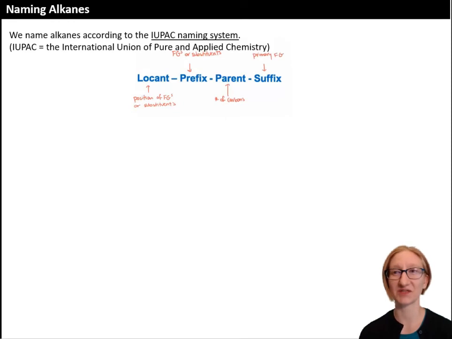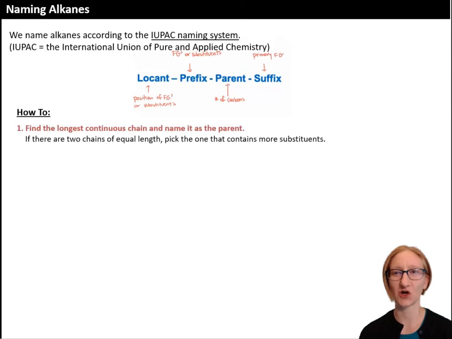The rest of this slide is basically a how-to, or a step-by-step naming guide. We'll start by finding the longest continuous chain, and we'll name it as the parent. If there are 2 chains of equal length, we choose the one that contains more substituents, more functional groups. In this example, our parent chain is indicated in yellow and contains 7 carbons. The parent is heptane.